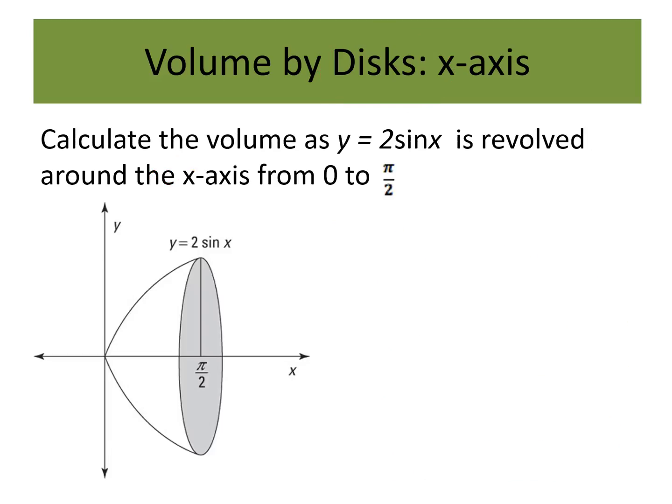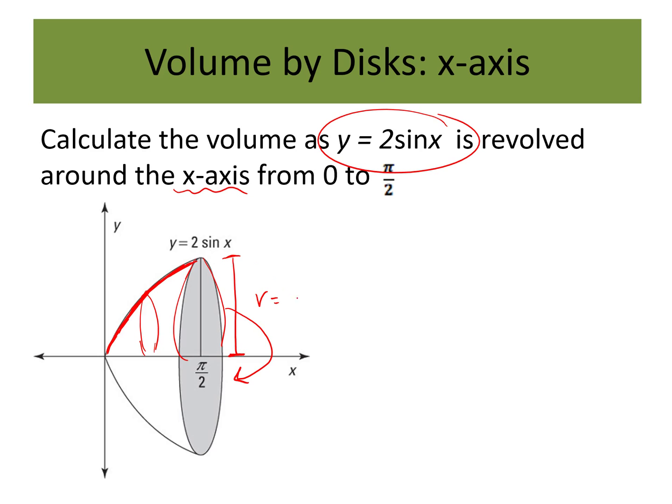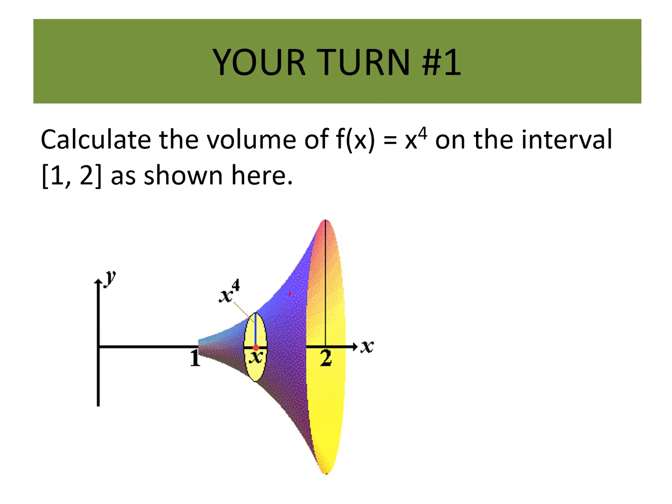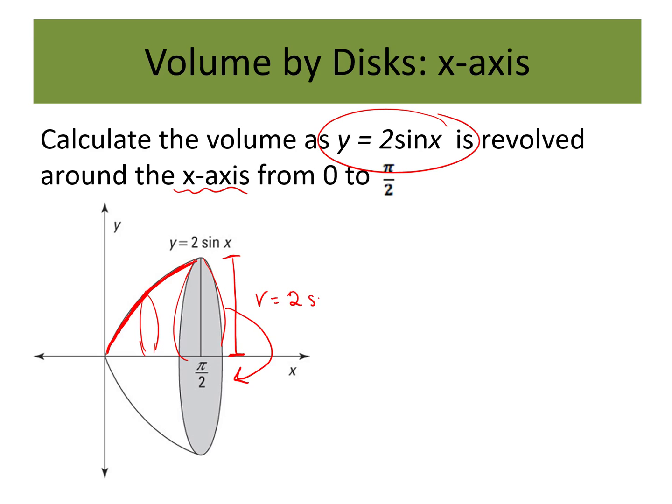Alright, so our function is 2 sine of x, which would be this right here. It's being revolved around the x-axis, so you would spin this way. That's why we have all of these circles. So the radius, again, is just whatever the height is, which is 2 sine of x, because that's the f of x value. Okay, and our bounds, it looks like we're going now from 0 to pi over 2.